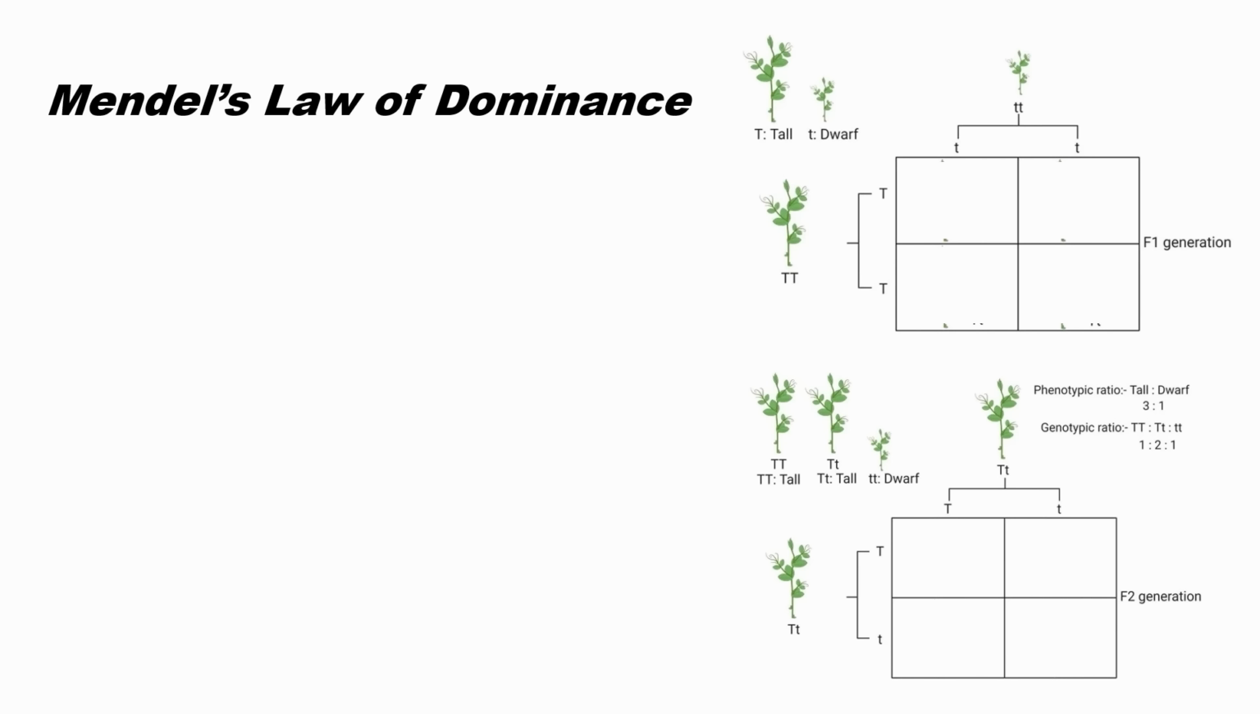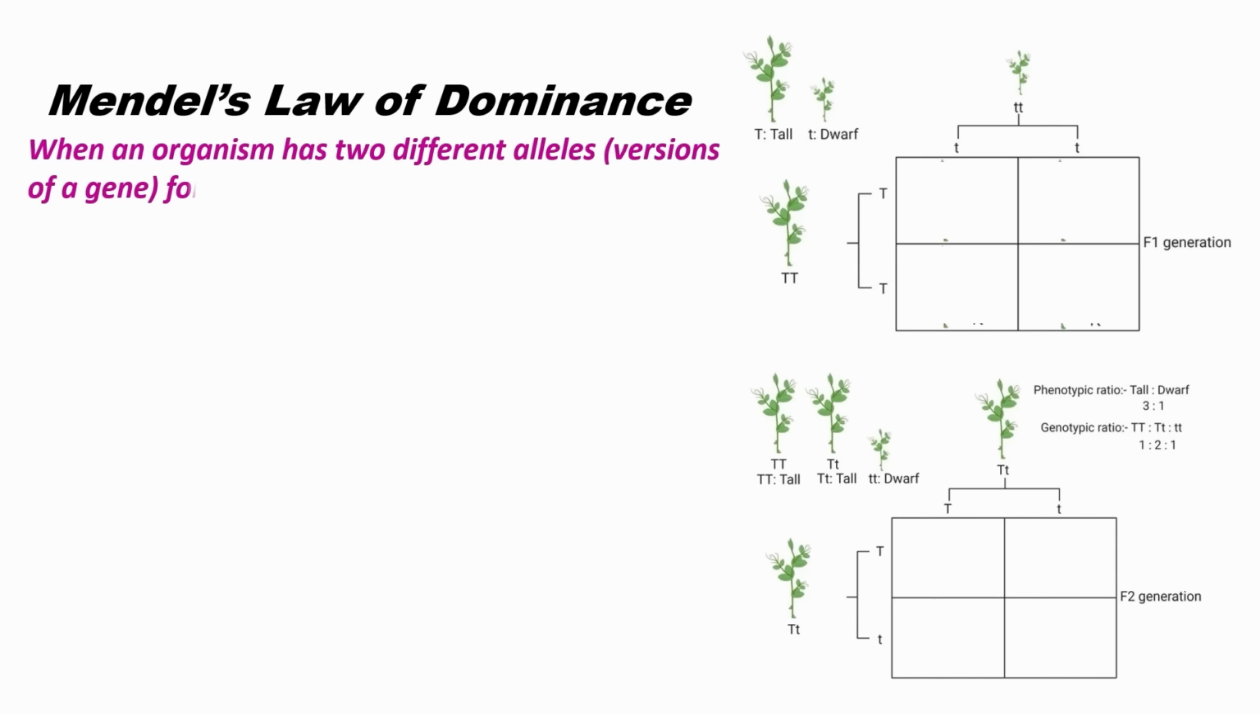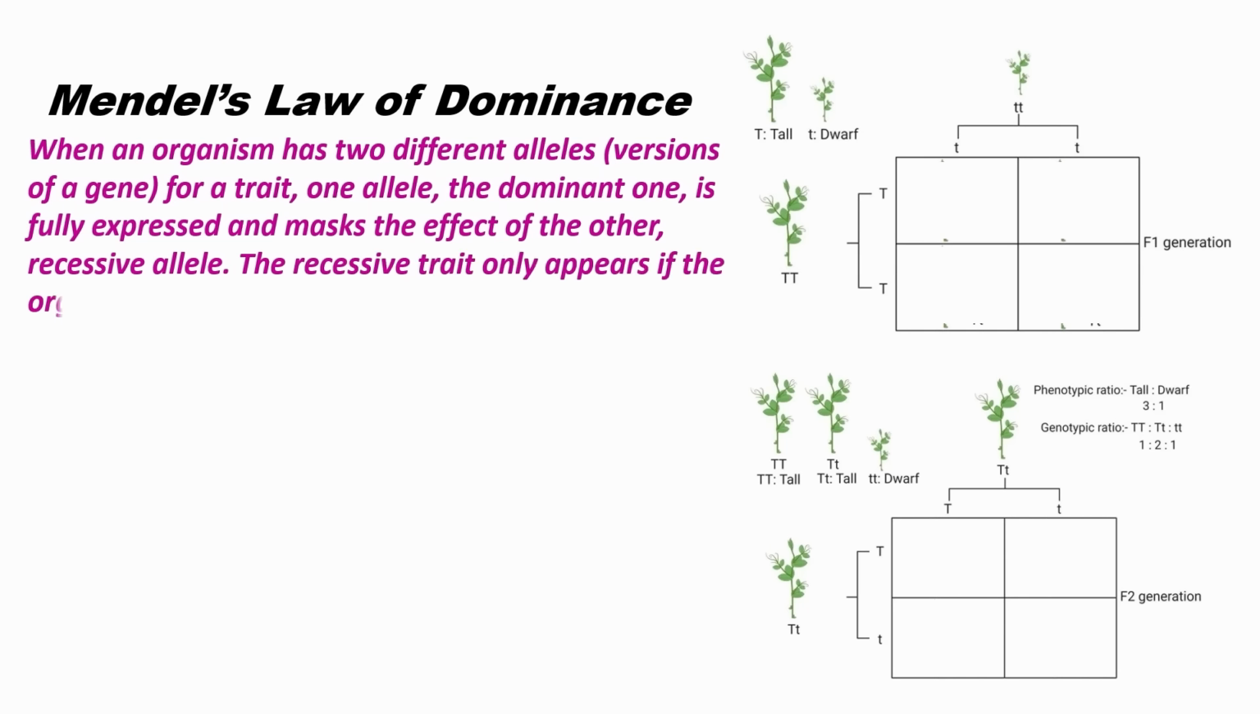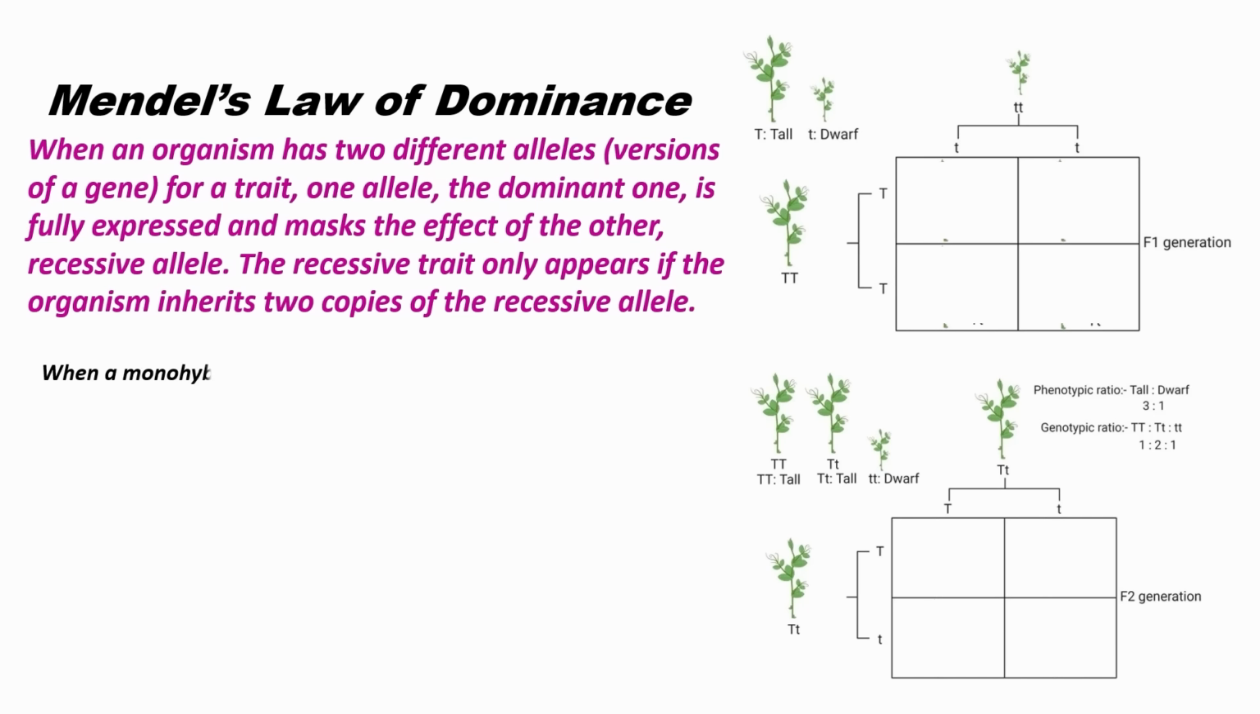Coming to Mendel's law of dominance. When an organism has two different alleles, that is, versions of a gene for a trait, one allele, the dominant one, is fully expressed and masks the effect of the other, the recessive allele. The recessive trait only appears if the organism inherits two copies of the recessive allele. This can be explained by a monohybrid cross.